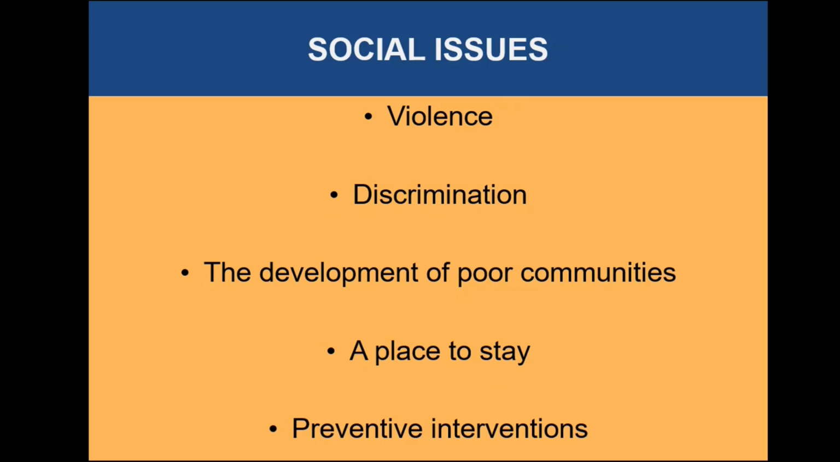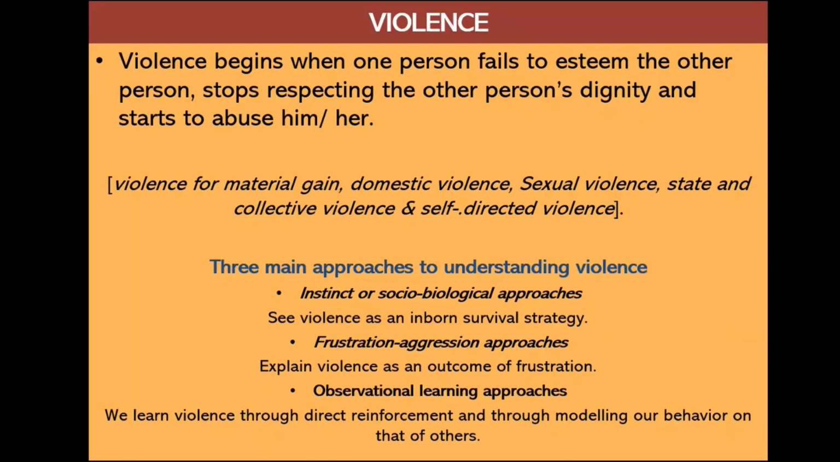Then you start with violence. Violence begins when one person fails to esteem the other person. So it says, when you physically abuse someone or rob someone, sexually violate, commit domestic violence, you are failing to esteem the other person. You stop respecting the other person's dignity and start abusing him or her. That is violence.